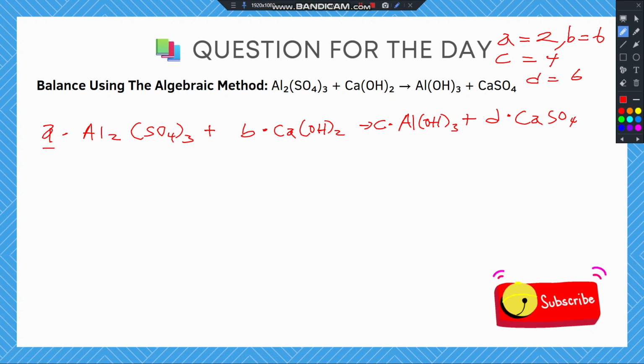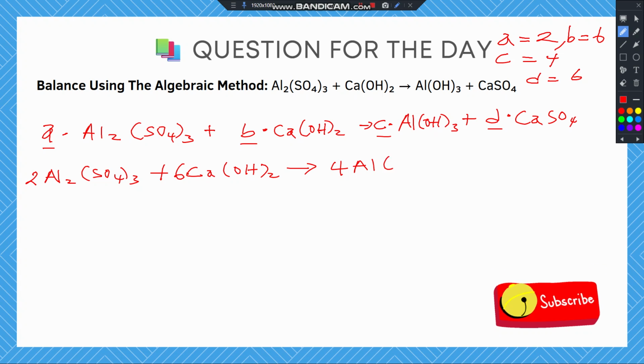So now that we know the values of A, B, C, and D, we will simply substitute the values. So A is equal to 2. Therefore, we have 2Al2(SO4)3 plus B. B is equal to 6. So we have 6 Ca(OH)2, giving us C is equal to 4. We have 4 Al(OH)3 plus D. Our D is equal to 6. So we have 6 CaSO4. So this, my friends, is our final balanced equation.